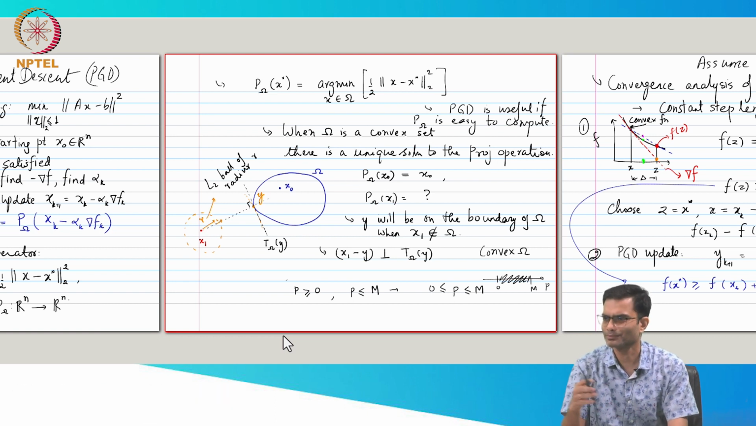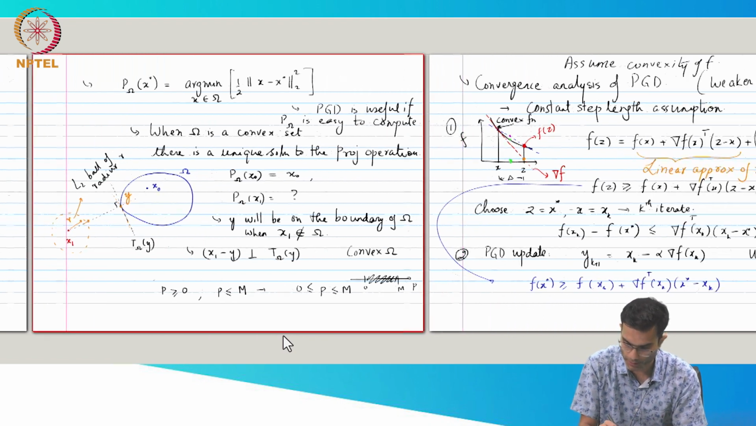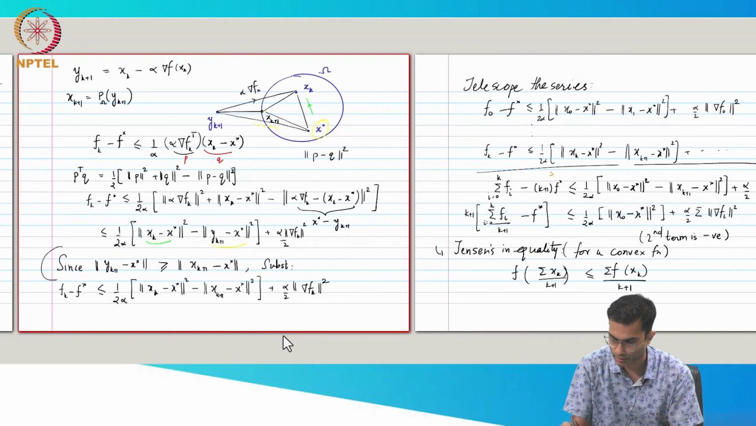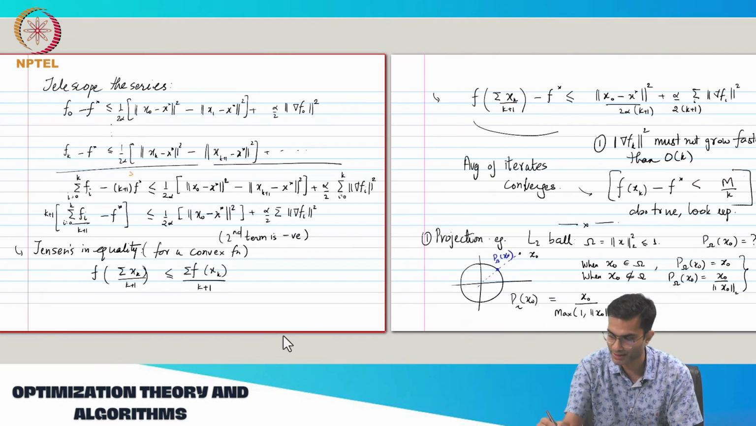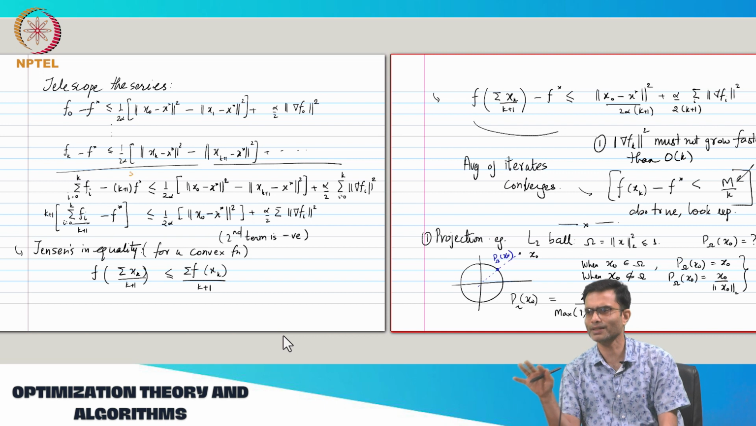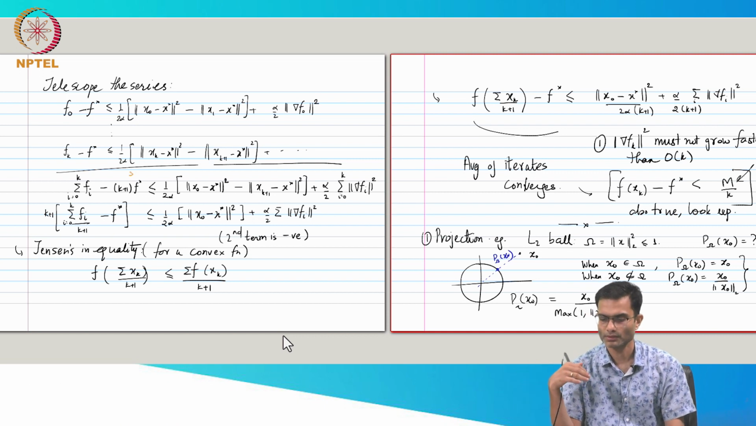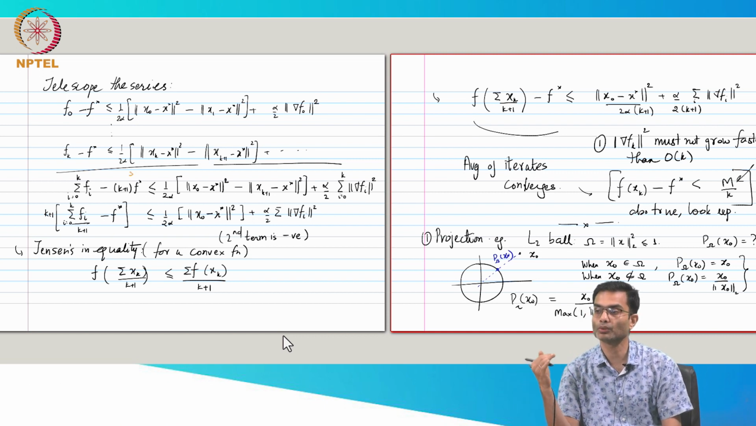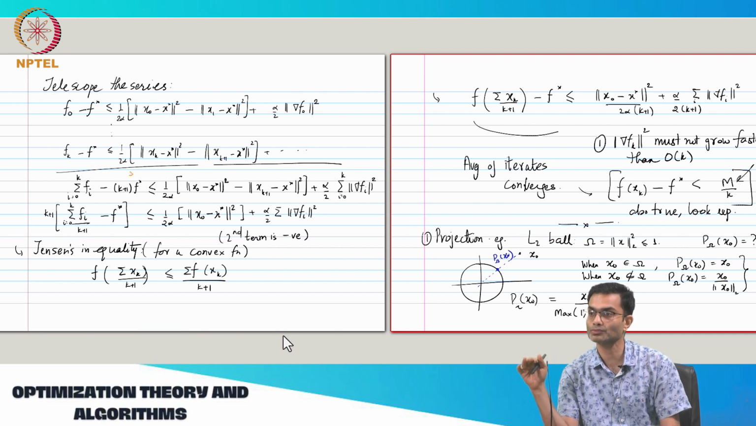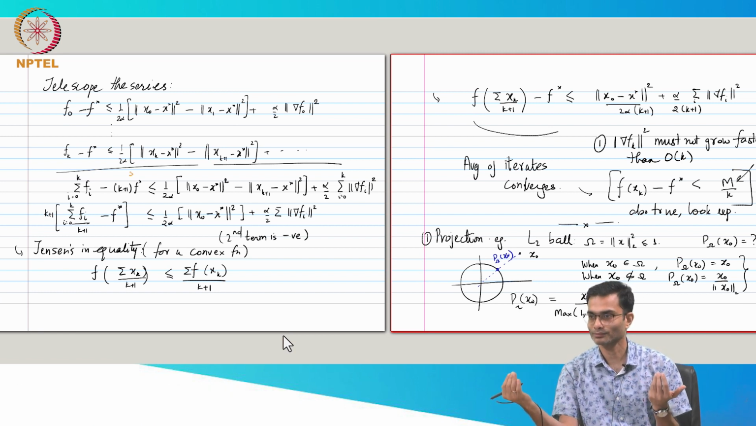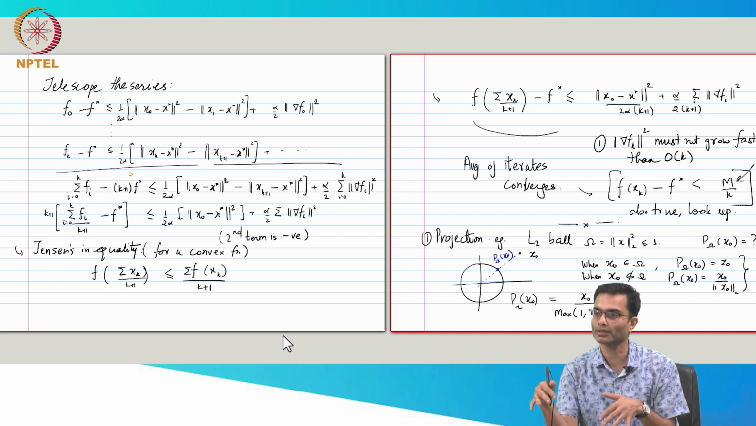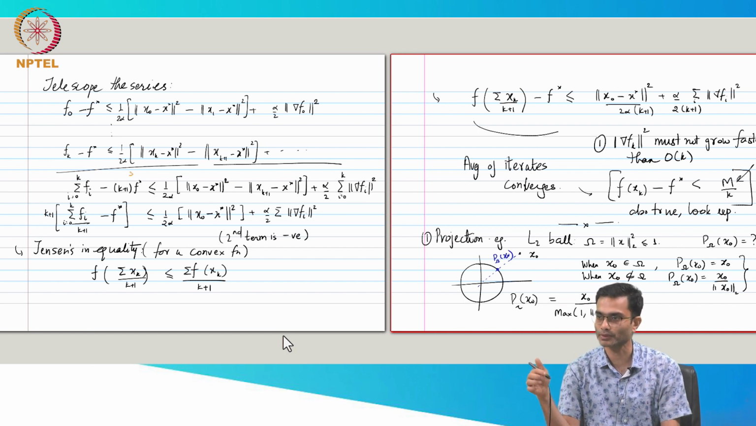This guy, some number, some finite number which is growing slower than k. Then as I take the limit k tends to infinity, f of xk will tend to f star. That's what I want, right? So that is the proof which we have not done, but that proof also exists in the literature. You can find it.